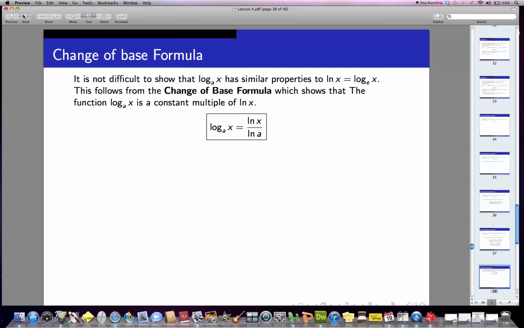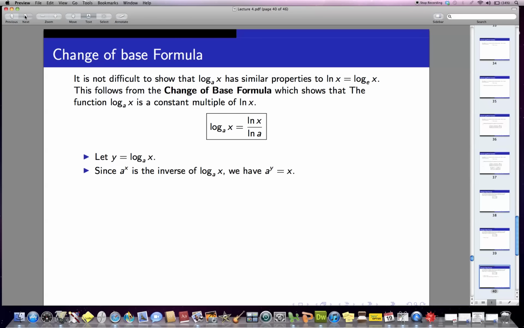So to prove this formula, which is called the change of base formula, suppose y equals log to the base a of x. Then since a to the x is the inverse of log to the base a of x, we have a to the y equals x. And then if we take the natural logarithm of both sides, we get y times ln of a equals ln of x.